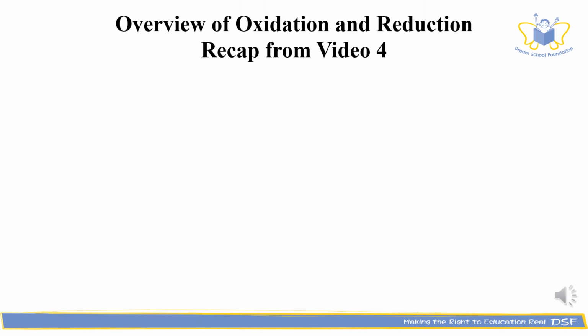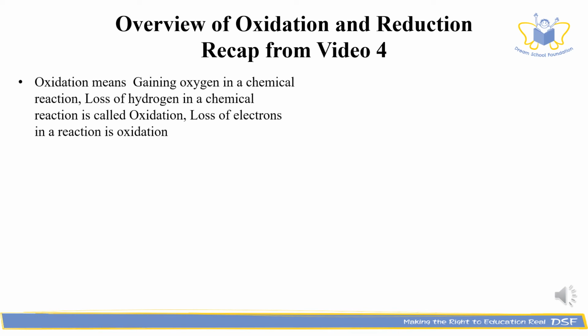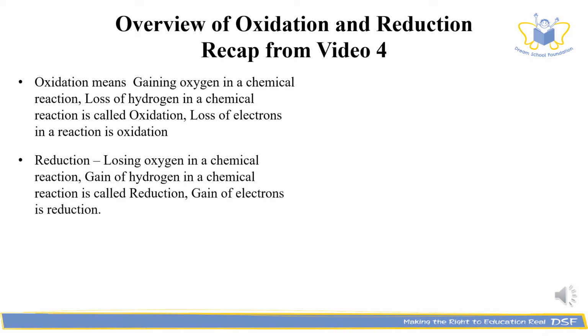Overview of oxidation and reduction, recap from video 4. What is oxidation? Gaining oxygen in a chemical reaction, loss of hydrogen in a chemical reaction, or loss of electrons in a chemical reaction is called oxidation. What is reduction? Losing oxygen in a chemical reaction is called reduction. Gain of hydrogen in a chemical reaction is called reduction. Gain of electrons is reduction.